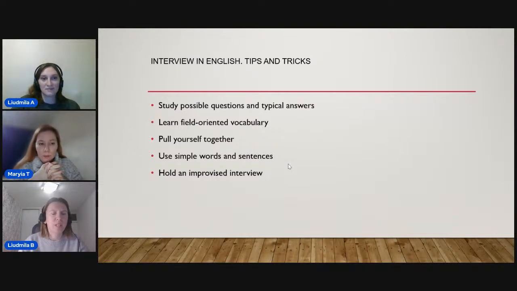Then one more point: pull yourself together. It's about when you're afraid of everything in the interview. If you miss the question, okay, you just need to ask the interviewer to repeat. It's okay. Also, if you don't know the correct answer, the main important point is don't be silent. You may use the phrases I mentioned earlier: "I never thought about it," "Let me think it over," and so on.